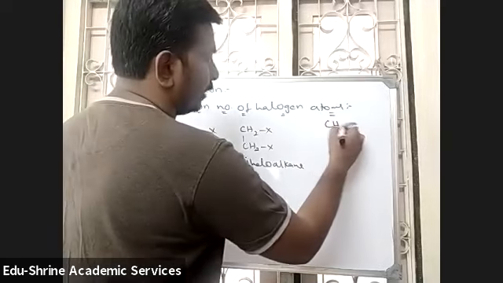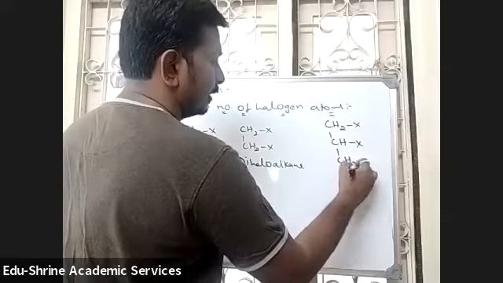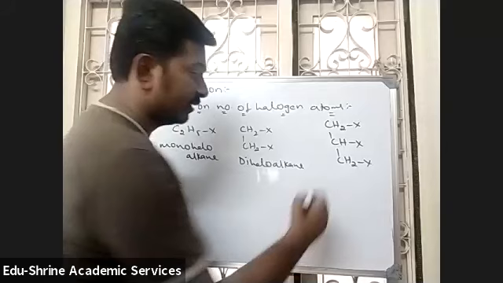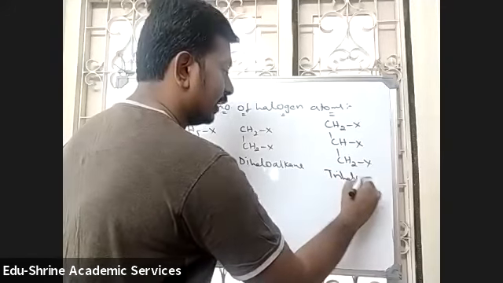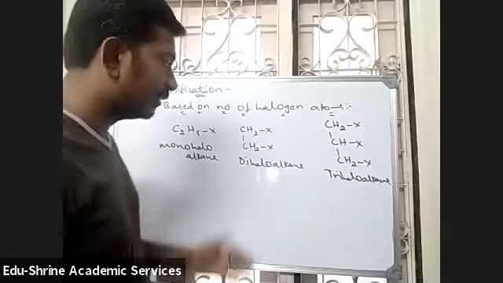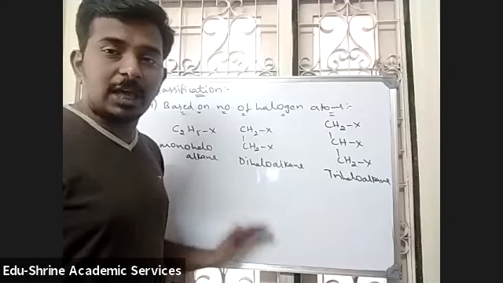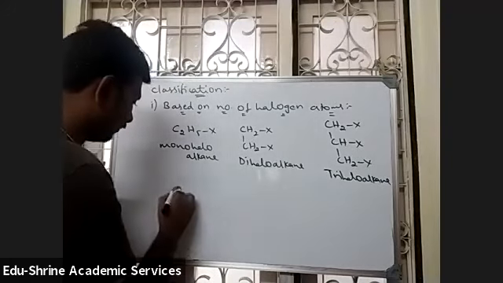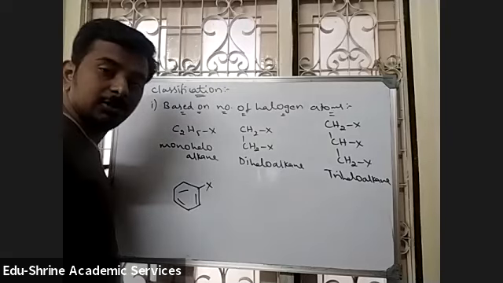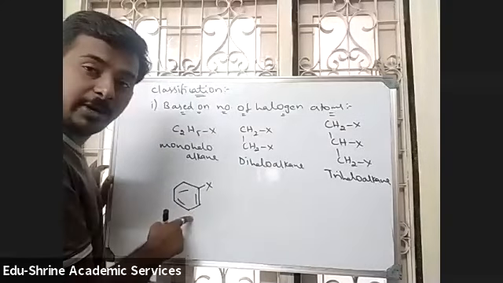Suppose if there are three halogen atoms present, CH2X, CHX, CH2X. So there are three halogen atoms present here. That's why it is called trihaloalkane. Not only for aliphatic hydrocarbons, even for aromatic hydrocarbon derivatives also we can write. For example, this is an aromatic hydrocarbon, that is aryl halide formed from an aromatic hydrocarbon.